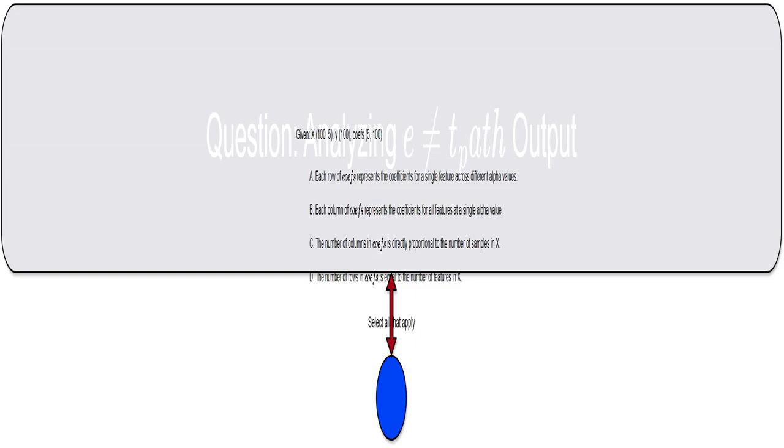This question focuses on understanding how Sklearn's enet_path function organizes its output, specifically the coefficient matrix, which I'll call cofs. I'm given that the design matrix x has 100 samples and 5 features, and the target vector y has 100 values. The cofs matrix, which the function returns, supposedly has dimensions 5 rows and 100 columns. I need to determine the meaning of those rows and columns.